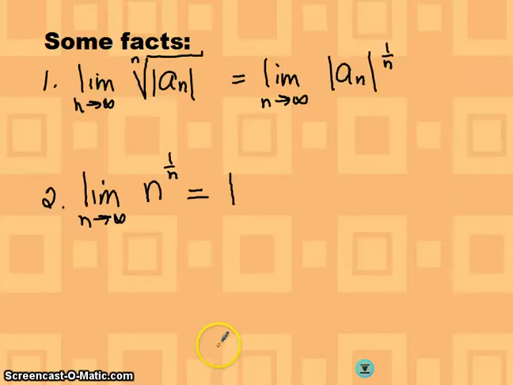Here are some facts that you need to know. Just to be clear about that, the limit of the nth root of a sub n is equal to the same thing as if we wrote it as the absolute value of a sub n to the 1 over n power. You know, the whole idea of how we write radicals. And the limit of n to the 1 over n power is equal to 1. You have to use those two important facts in evaluating using the root test.